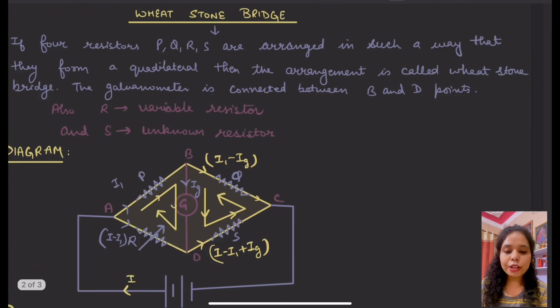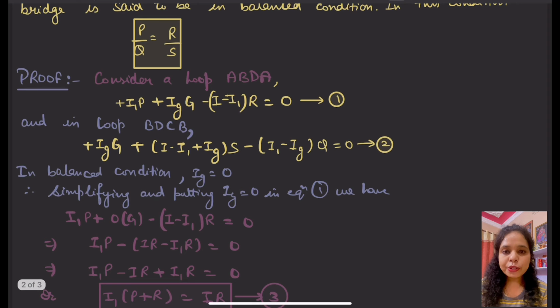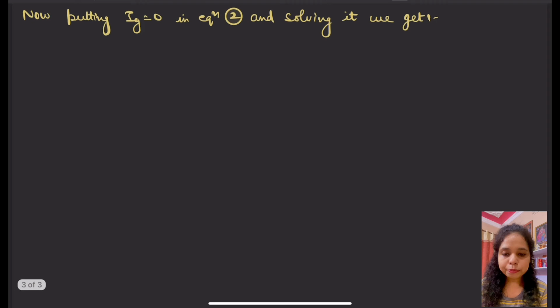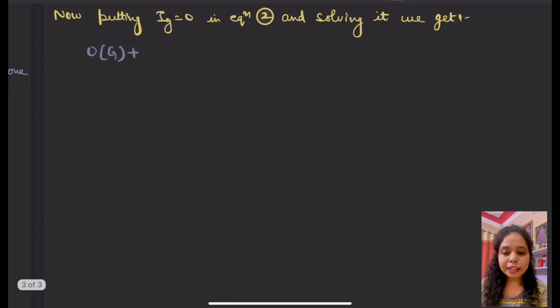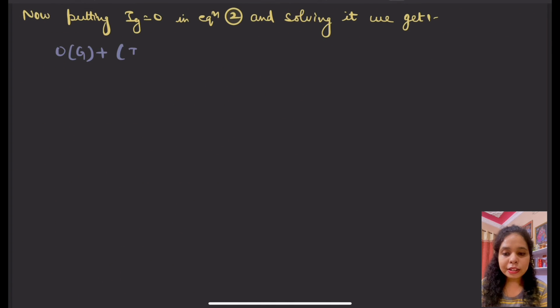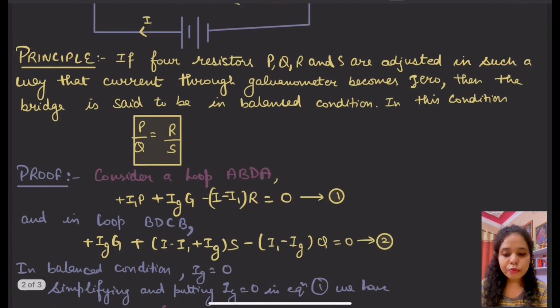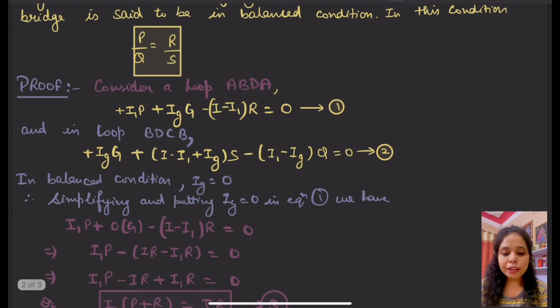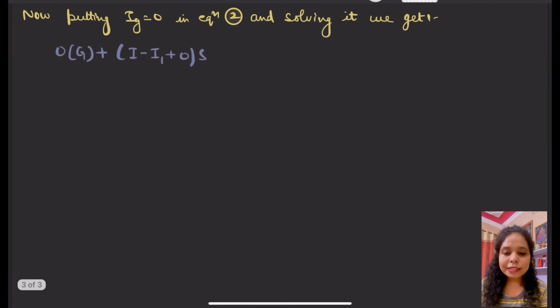So let us see what the equation is. According to the second equation, we have first term Ig into G. So we can write 0 into G. So 0 multiplied by G plus, let us check what the second term is. Second term is I minus I1 plus Ig into S. So I minus I1 plus 0 multiplied by S. And the third term is minus I1 minus Ig into Q. So minus I1 minus Ig into Q is equal to 0.